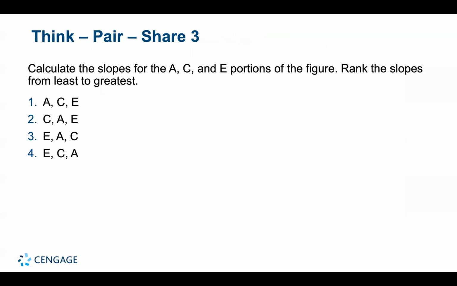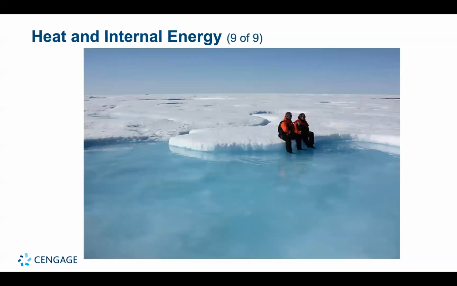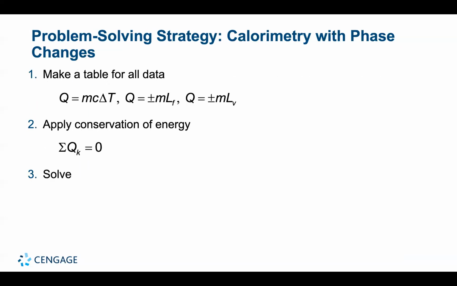So let's have a question here. Calculate the slopes for A, C, and E portions of the figure. Rank the slopes from least to greatest. Okay, the answer is going from C, to A, and then E. And so the slopes are proportional to the reciprocal of the specific heat. So a large specific heat results in a smaller slope, meaning more energy to achieve a given change in temperature. I apologize that the figure is not there, but we'll just skip over that.